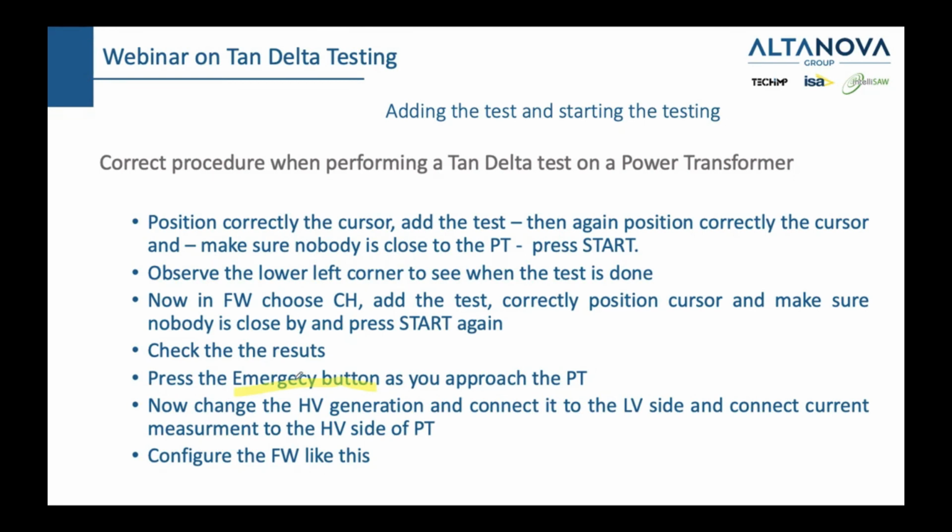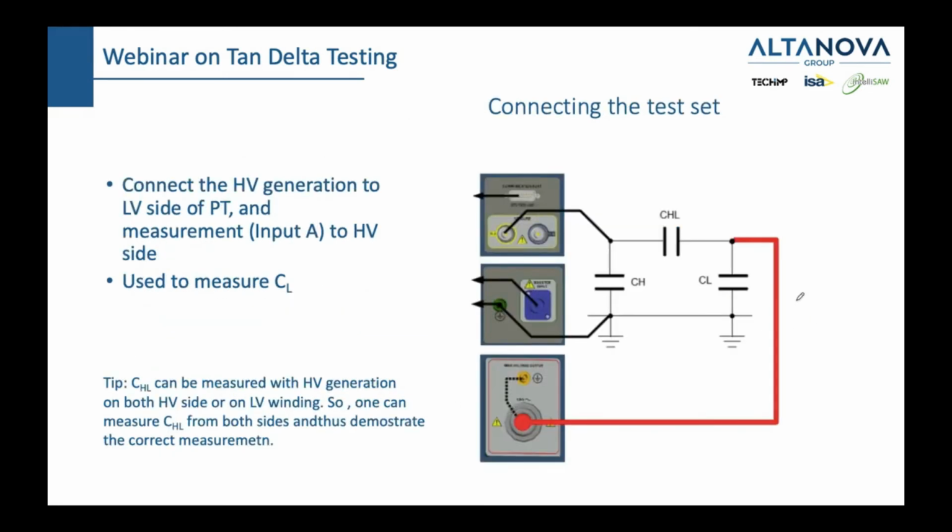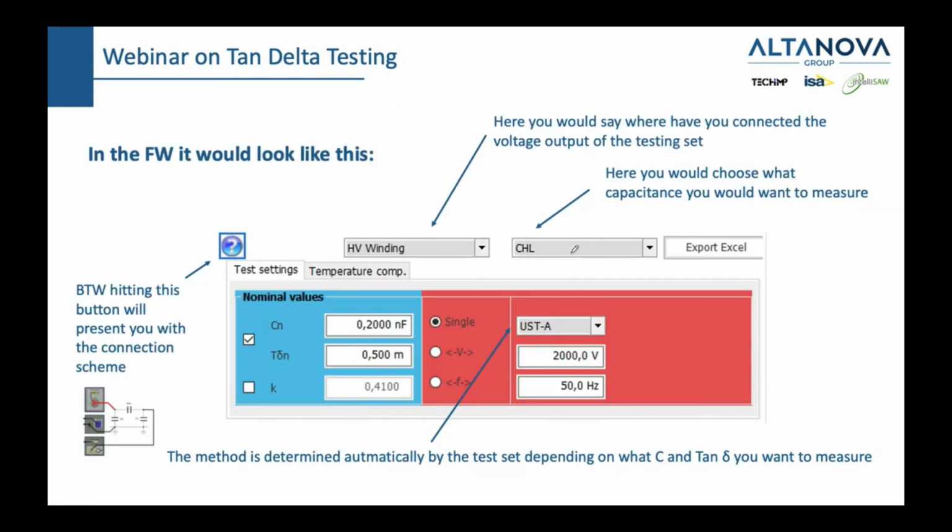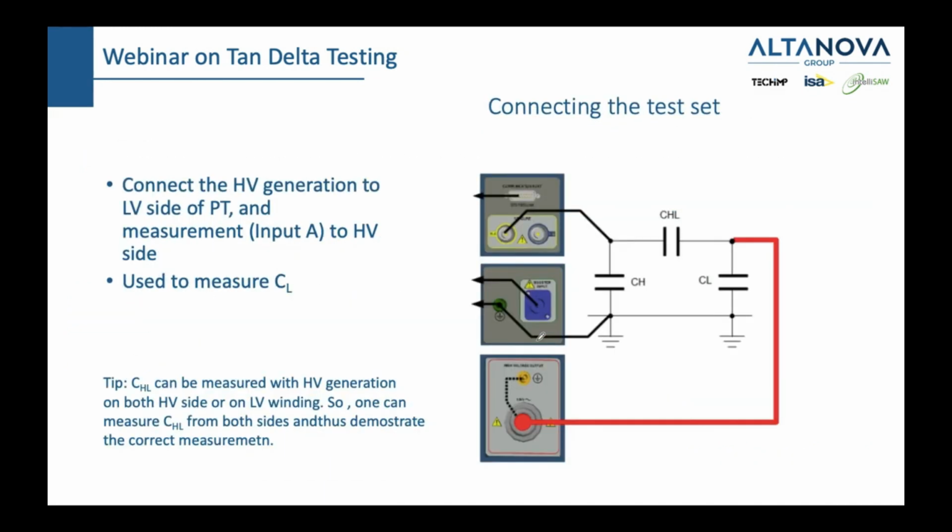Now, as you have pressed the emergency button, you will make a switch. Now, the high voltage generation will go to the low voltage side of the power transformer, and the measurement will be coming from your high voltage side. So this would be your connection. Now, the measurement would be going here. This is called input A and this is input B, for example. That's why we had here UST-A. A means that the measurement was coming to input A.